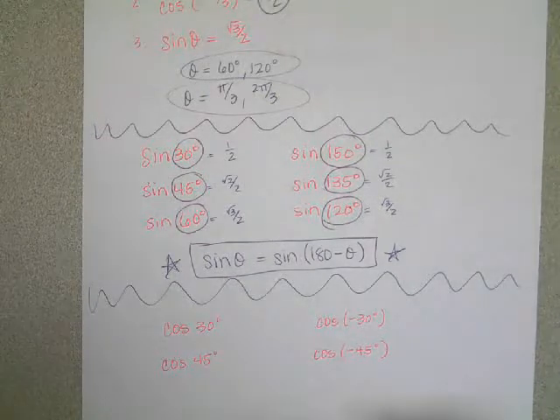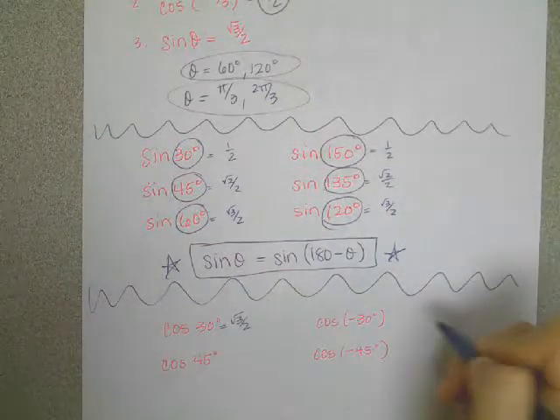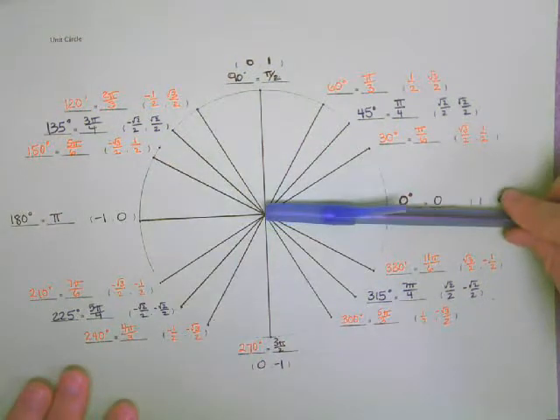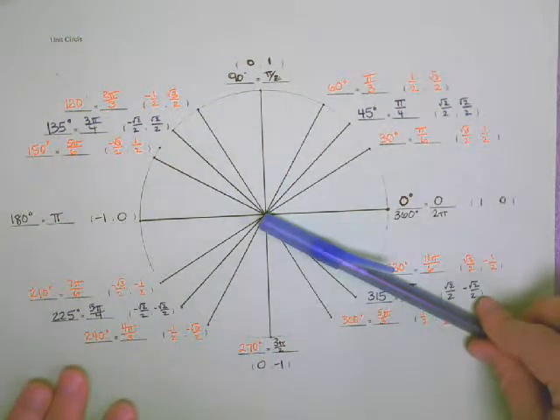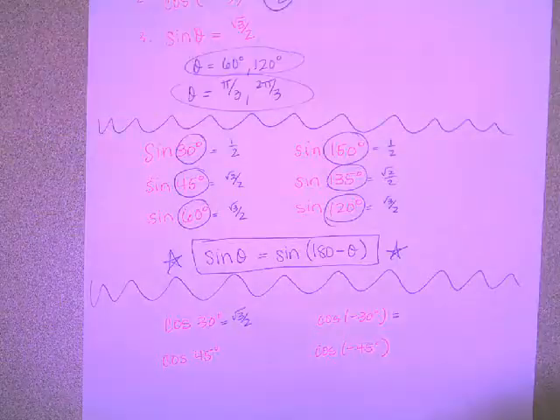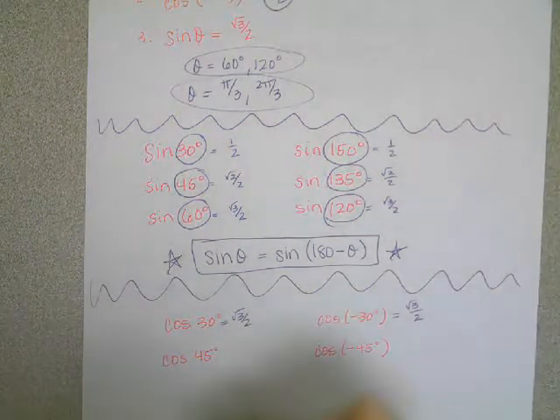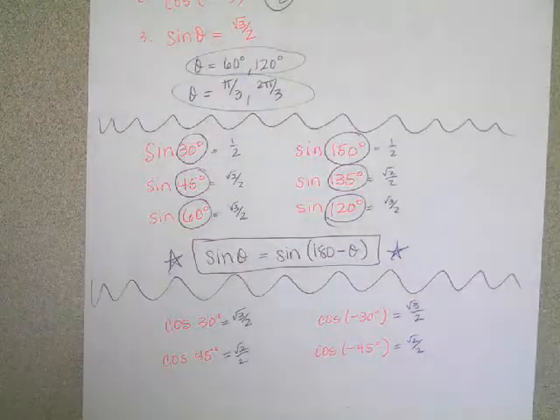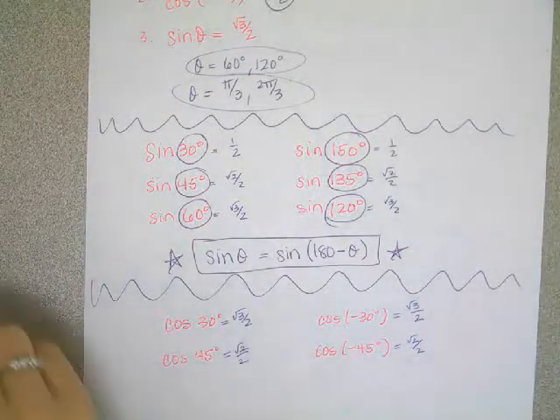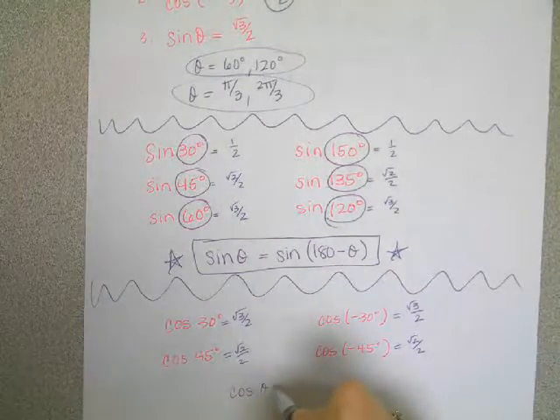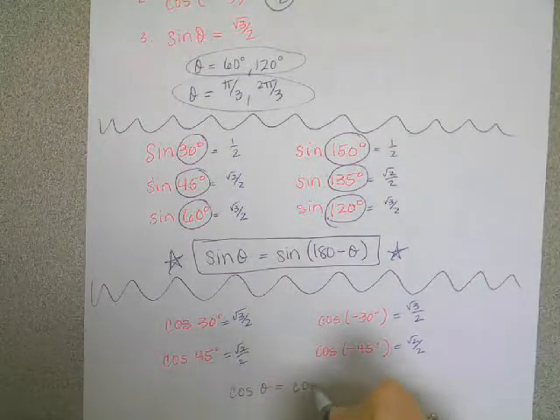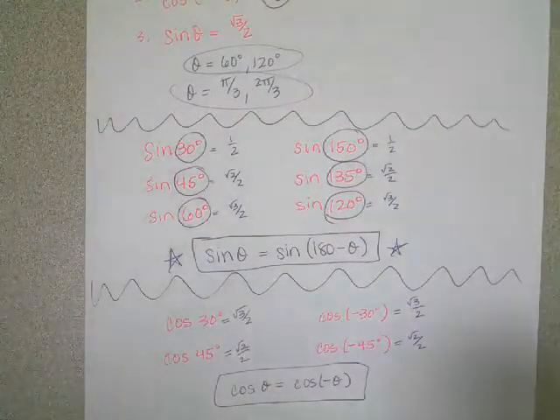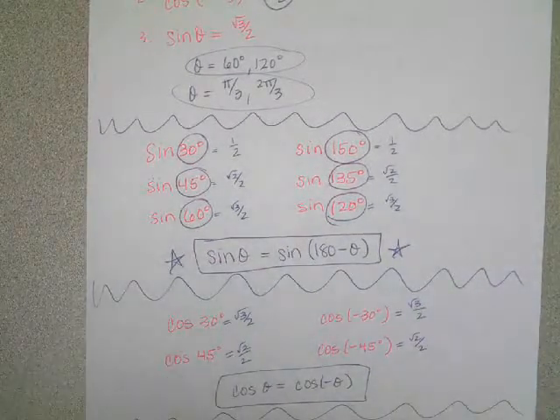So I hope you paused them. Cosine of 30 was square root of 3 over 2. Cosine of negative 30 just means you move clockwise 30 degrees down here, which is really 330. It has the exact same answer, square root of 3 over 2. Same as 45 and negative 45. So if you were to write that, you could say that cosine of theta equals the same thing as cosine of negative theta. They have the same relationship. This is not on the test. This is just something neat to notice.